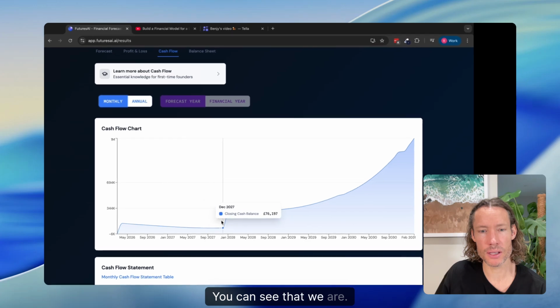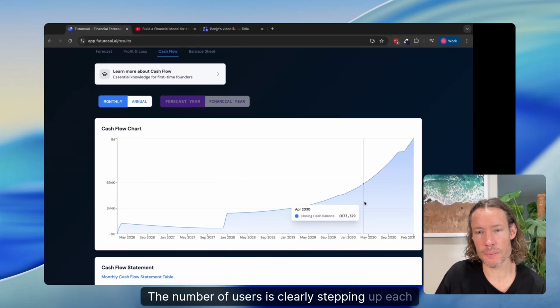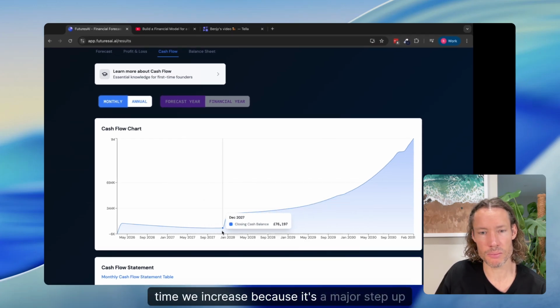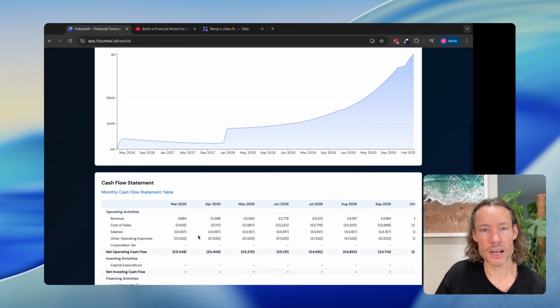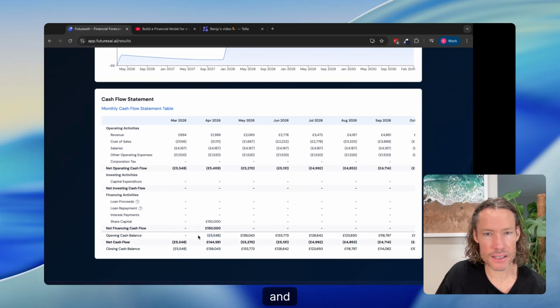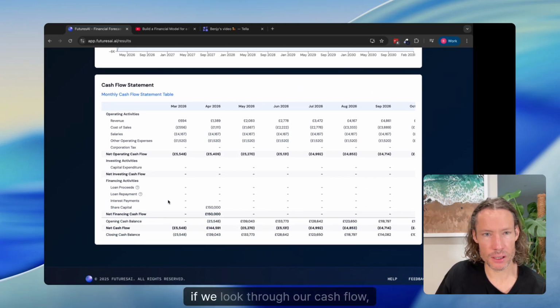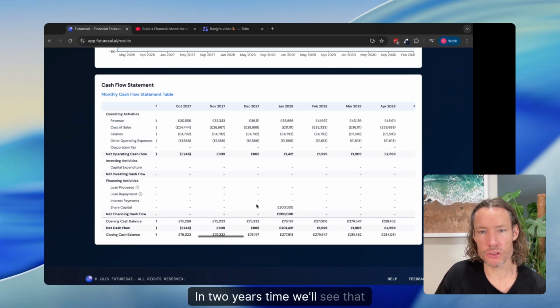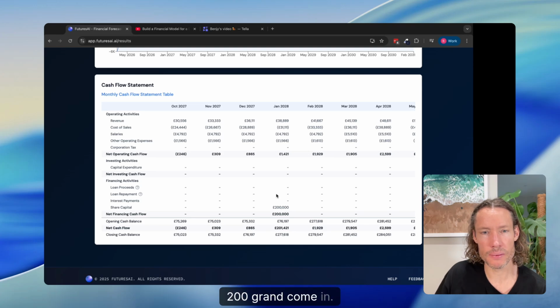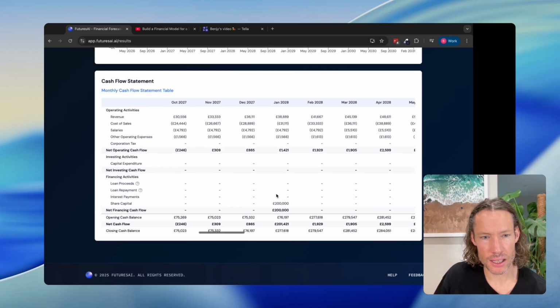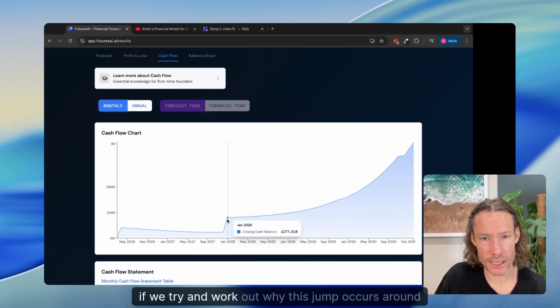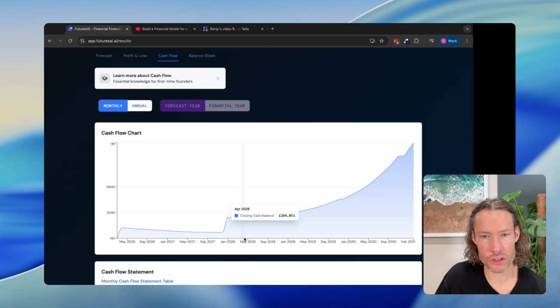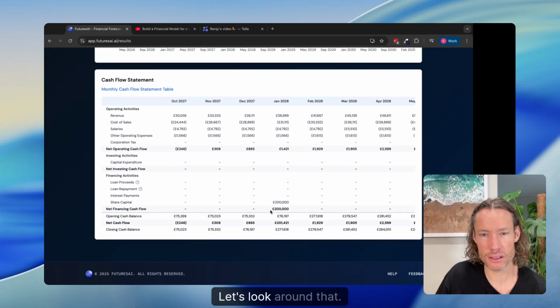Okay, you can see that the number of users is clearly stepping up each time we increase, because there's a major step up there. And so yeah, if we look through our cash flow, we can see that our share capital of 150 grand comes in there. In 2 years' time, we'll see that 200 grand come in. Yeah, perfect. If we try and work out why this jump occurs around January 2028, let's look around that.